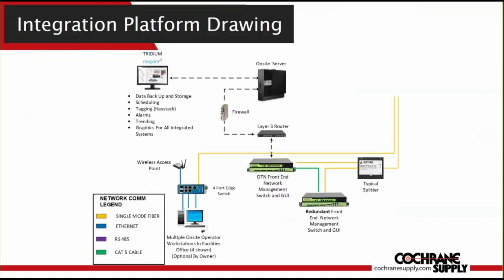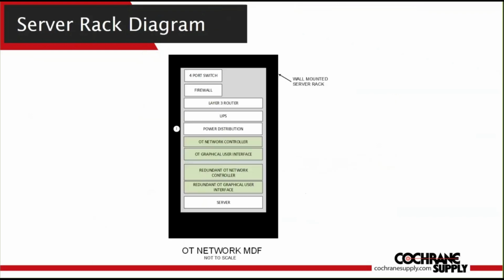So here's your front end, all the hardware and software. And remember that not everything is going to be loaded on this server. And that's what your cabinet would look like. So as a consulting engineer, I want to make sure on my systems integration drawing, right, my SI drawing, I want to show this diagram, the OT network MDF, right? So this is all the hardware that's going to be installed in that cabinet.